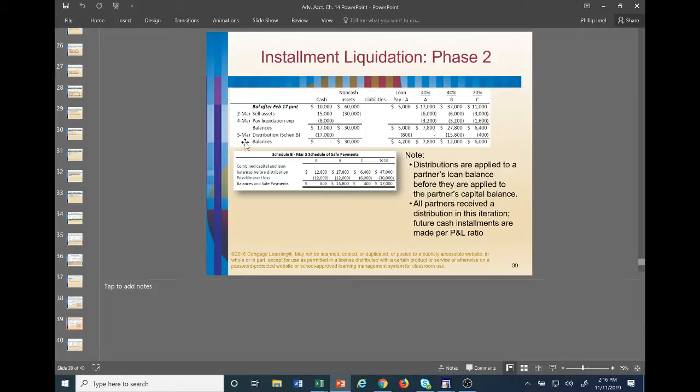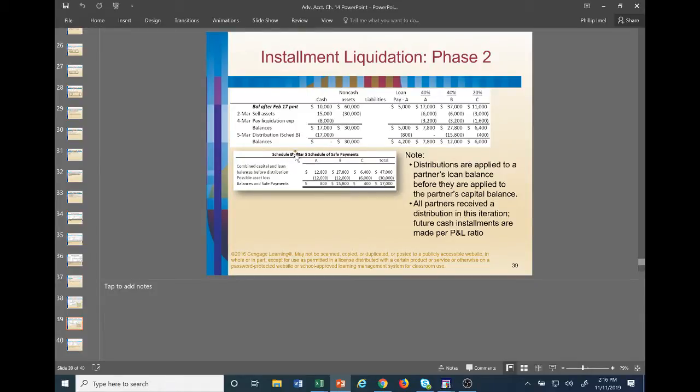So March 5th, the distribution, once again, of $17,000. That's based upon the Schedule B, which we'll get into in a moment. We're going to first apply the loan payment of A of $800, and the remainder of $15,800 of that, and then $400 to that of C. Once again, leaving the balances of non-cash assets after the $17,000 payment on March 5th of $30,000, and then the relative balances of the capital balances for the partners and loan balances as follows here.